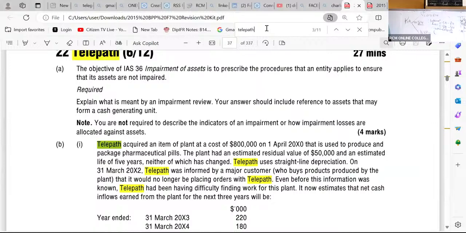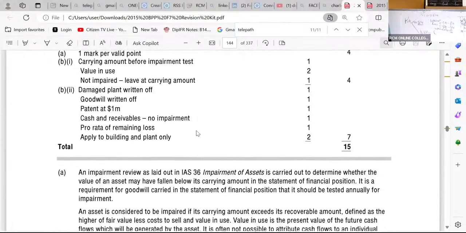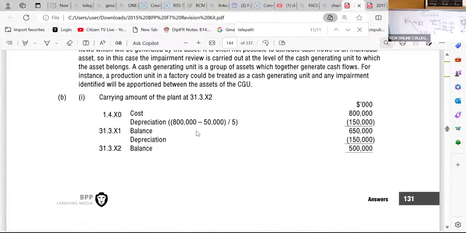That one I'm 100% sure. So the answer is here for part 1. You can see what they did. They're distributing those 7 marks there.